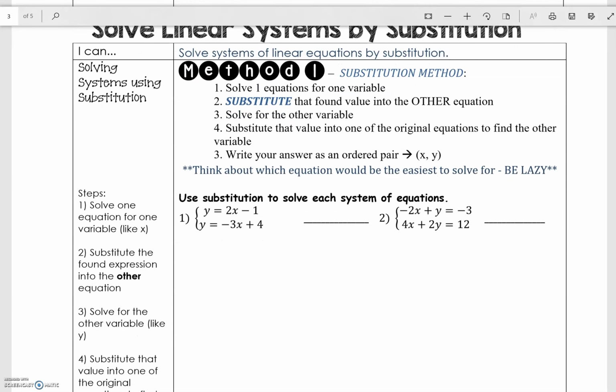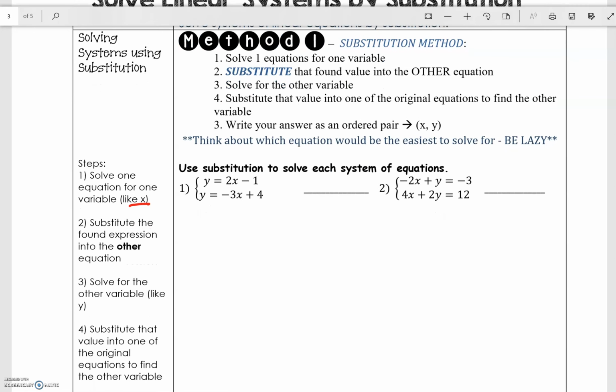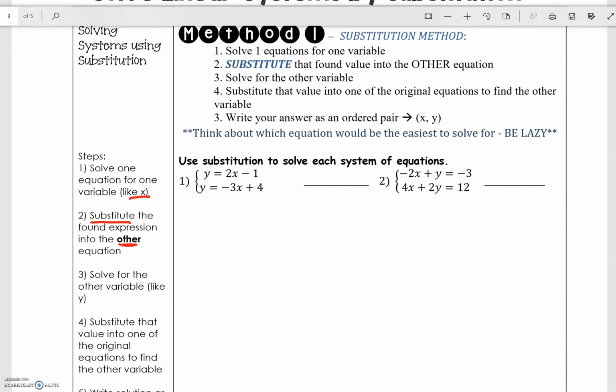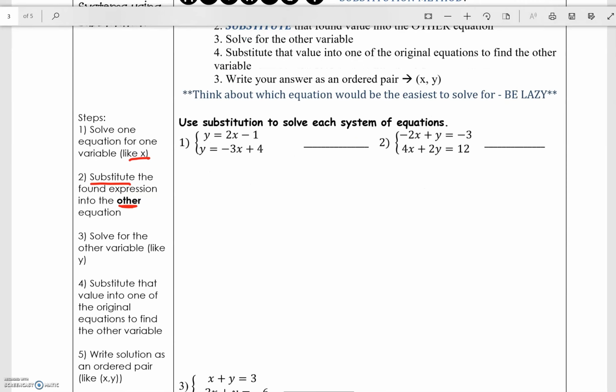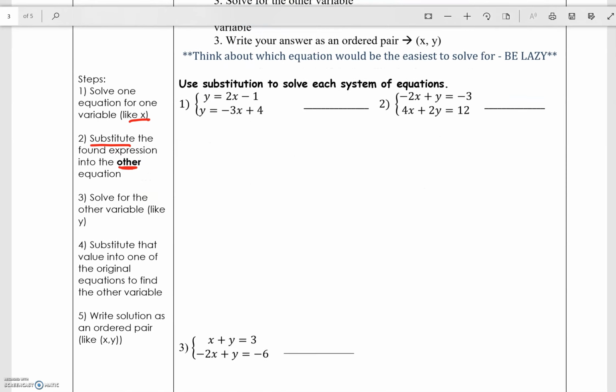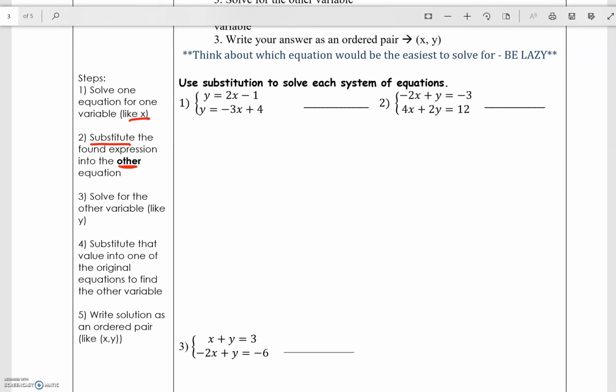So we need to solve one equation for one variable, like x. Doesn't matter, x or y. In this first example, we actually have them both set equal to y, so we're covered there. We just need at least one. Then we're going to substitute that found expression into the other equation. And then we will solve for the variable, and we'll actually plug it back in to find the second. So we should have an x and a y.